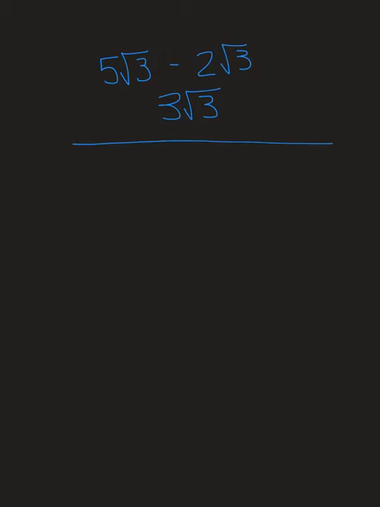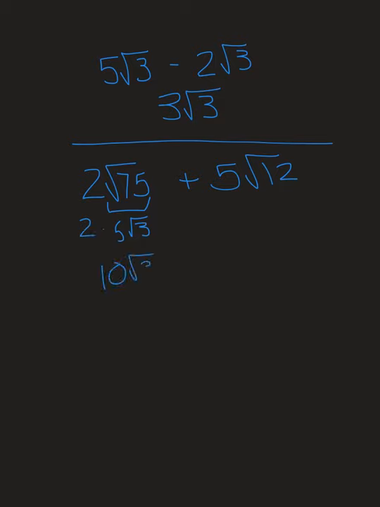If it's not the same, so if you have something like 2 root 75 plus 5 root 12, we cannot add these together. But if we were to take the square root of 75 and simplify that, you're going to end up with 5 root 3 as another way to write the square root of 75. So then 2 times 5 would be 10, and now you have a 10 root 3.